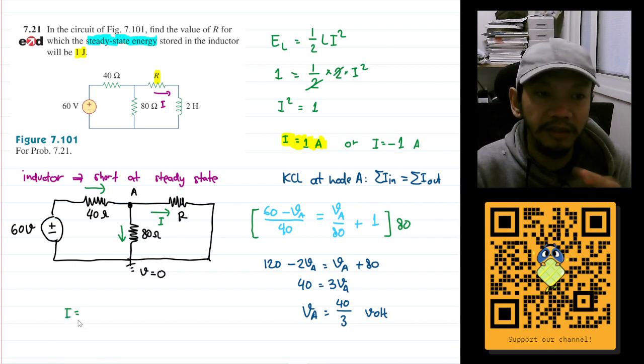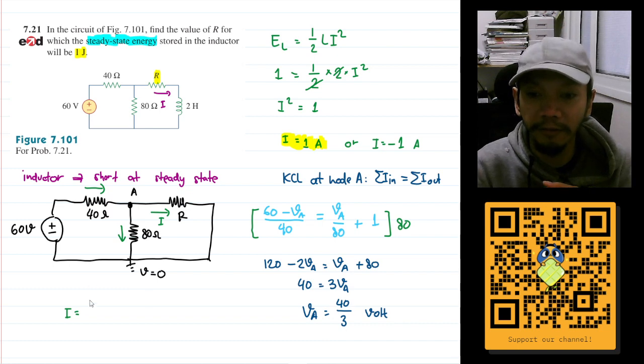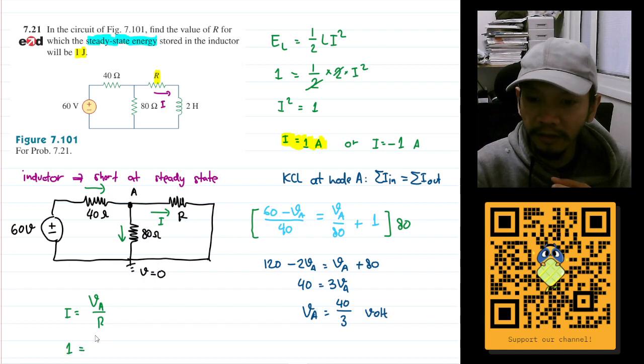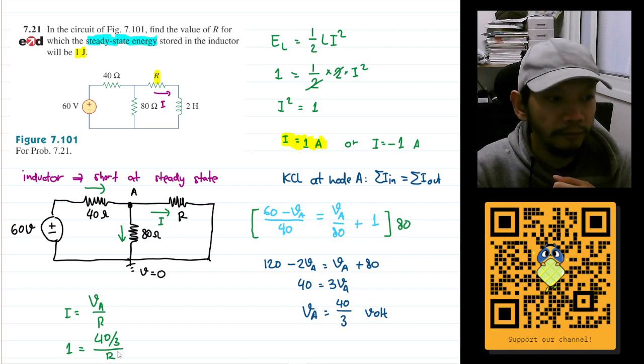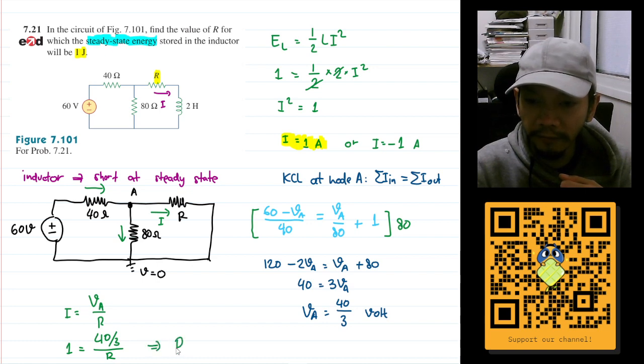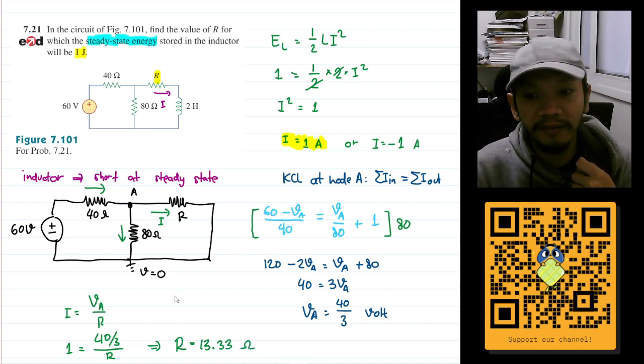But I can be obtained by a simple means, so that will be VA divided by R. So what is R? We don't know yet. We know I, so we'll have 1 here, and VA is 40 over 3. And this one will be the one that we are looking for. And so that will be our resistance value here. That will be 40 over 3, or 13.33, and the unit will be ohm. And I think that's the answer of this question.